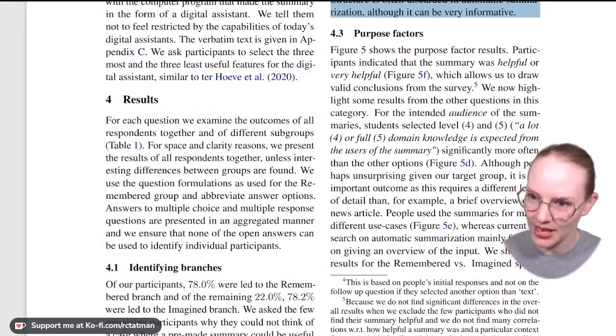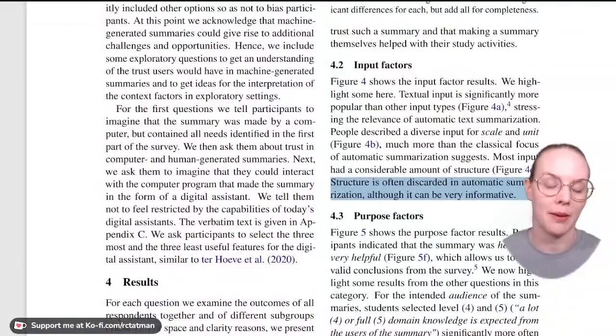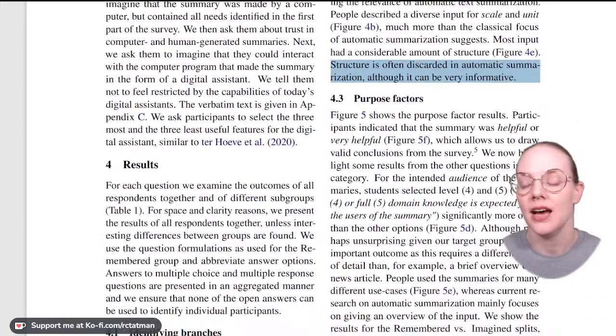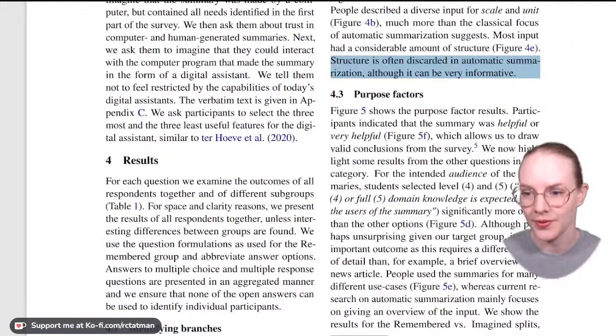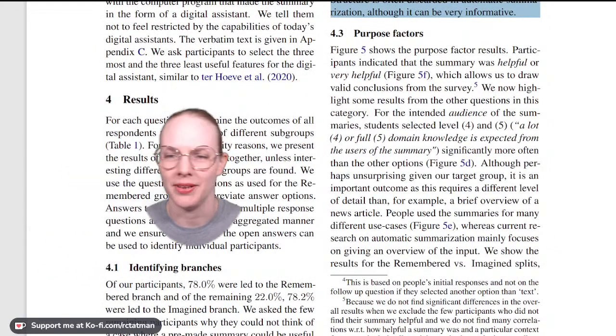And then purpose factors. So figure 5 shows the purpose factor results. So these were the input factors, if you remember, the qualities of the input text. Purpose factors are why people did it. And also I'm on top of it. Yep. I've just put myself someplace random.